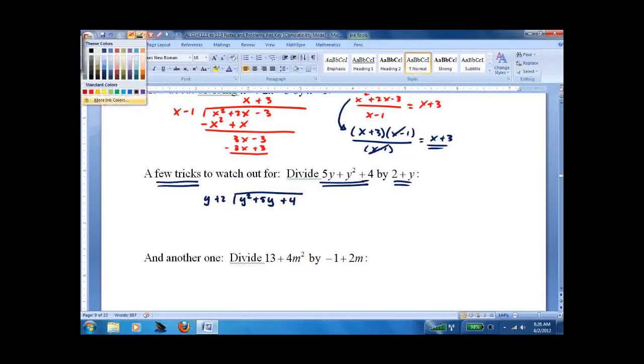And then we go. What times y is y squared? Y. Y times y is y squared. Y times 2 is 2y. Change the signs.